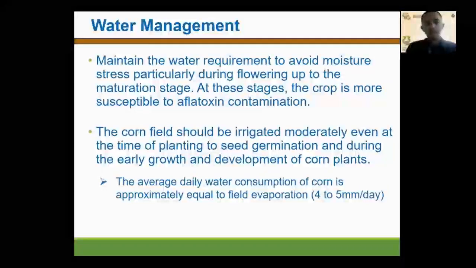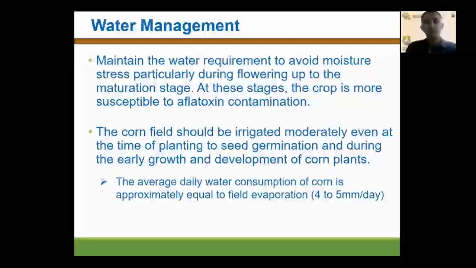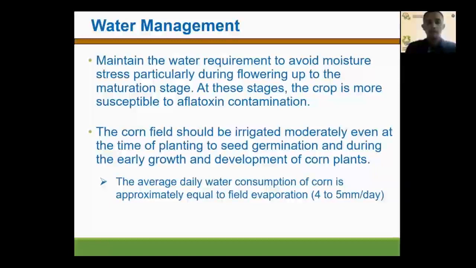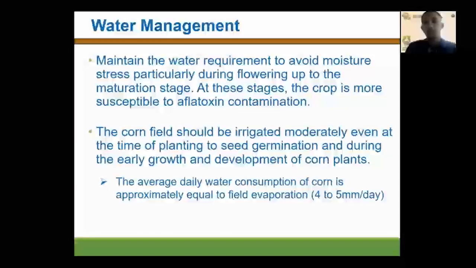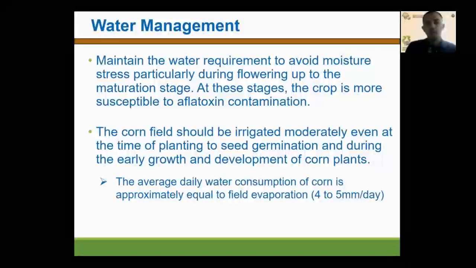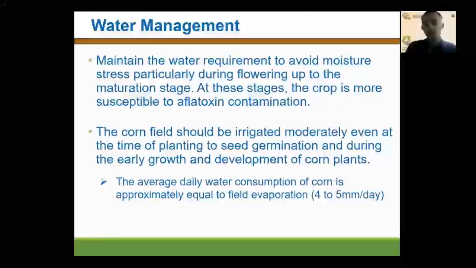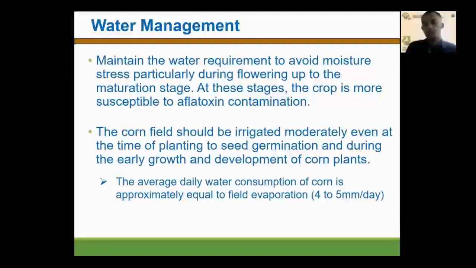Water management. Maintain the water requirement, avoid moisture stress, particularly during flowering up to the maturation stage. At these stages, the crop is more susceptible to aflatoxin contamination. And the cornfield should be irrigated moderately, even at the time of planting, to seed germination and during the early growth and development of corn plants. The average daily water consumption of corn is approximately equal to field evaporation, 4 to 5 millimeters per day.